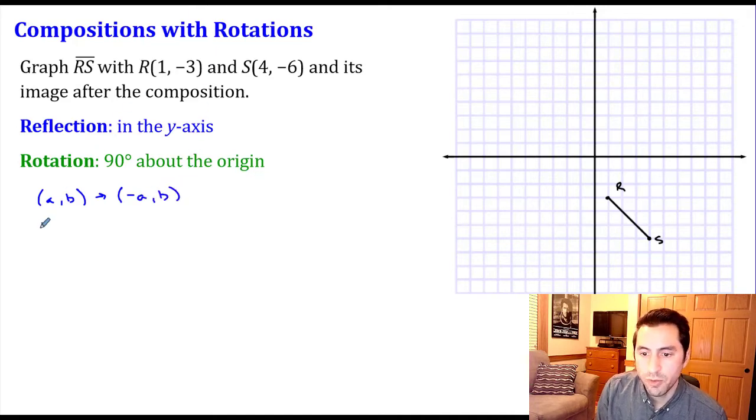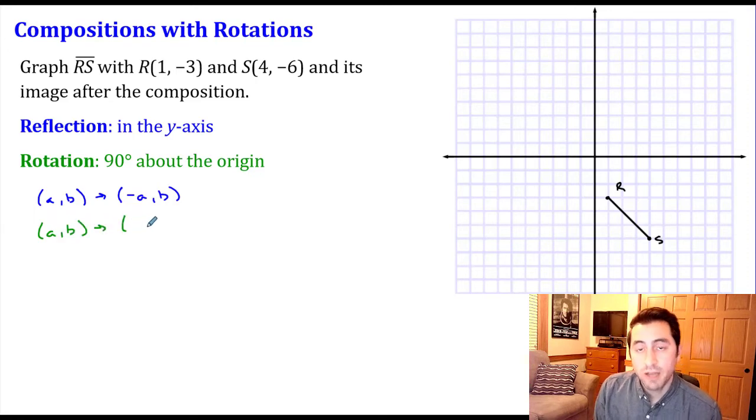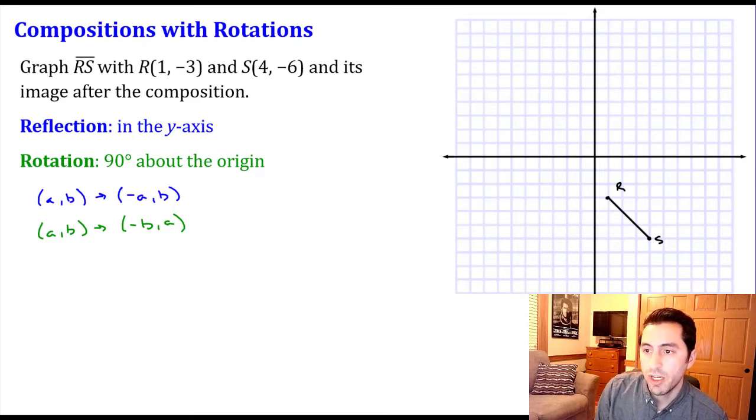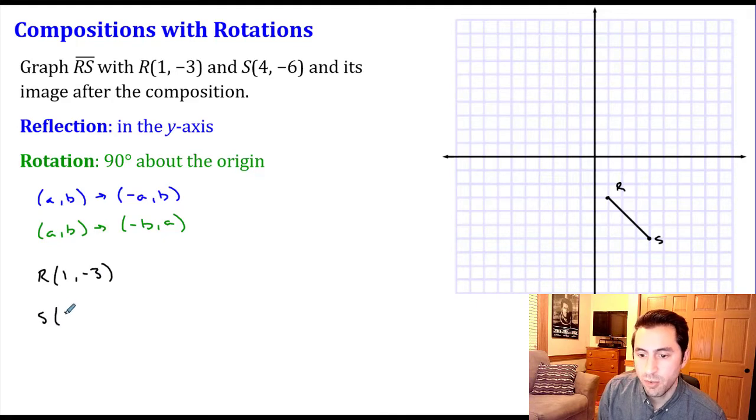And then for the rotation, the shortcut that we developed for this, the x and the y coordinates switch spots, but the first one becomes the opposite. So we have (-B, A). So what I'd like to do is use these coordinate rules to help us keep track of what's happening to point R and point S. So let me rewrite our two original points for our pre-image. R is (1, -3), and then S is the point (4, -6).